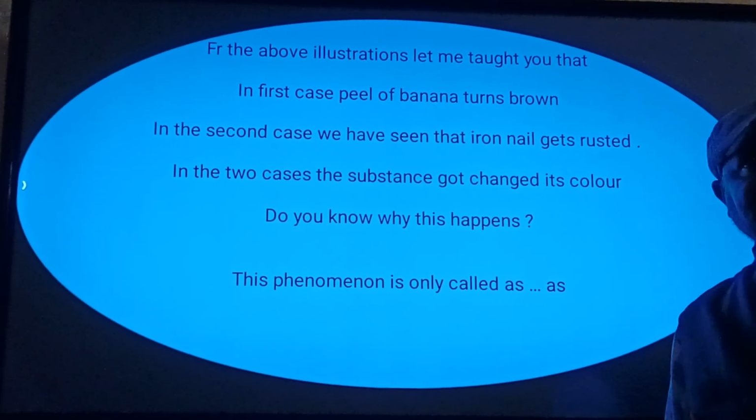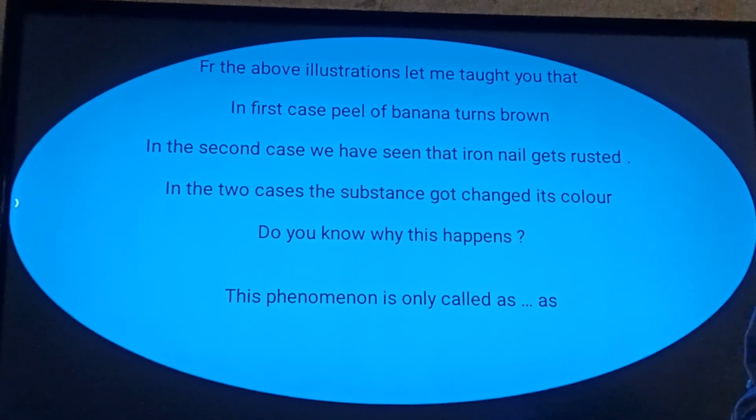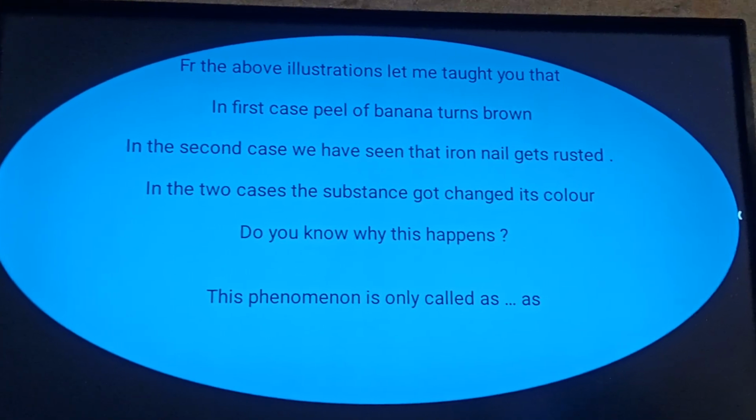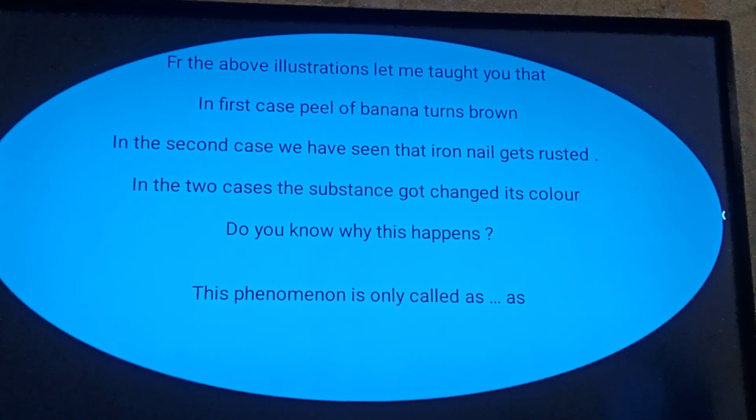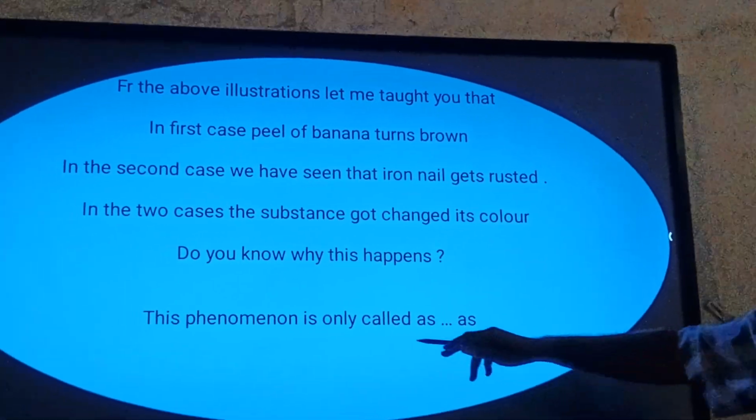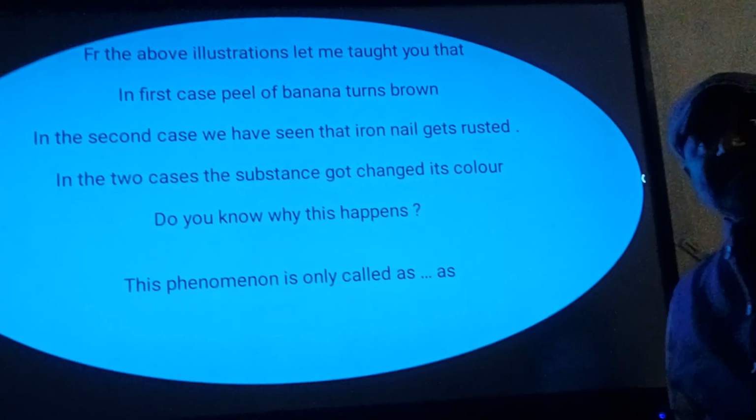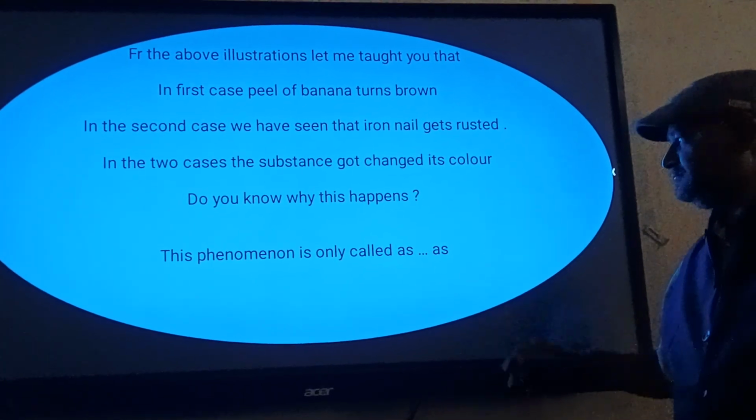Isn't it? In the two cases, the substance got changed or not? Do you know why this happens? This phenomenon is only called as what?